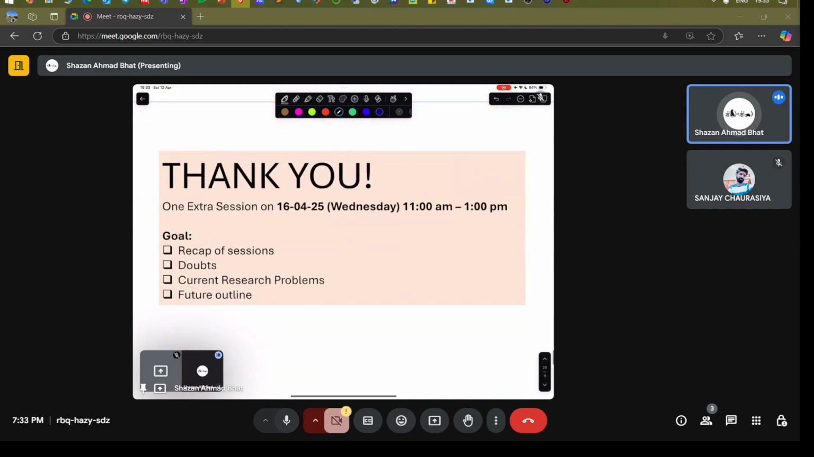I'll be taking off. But before that, we have one more session where we are going to recap. We're going to have certain doubts. If you have, we are going to discuss a little bit about current research problems and what is the future outline. And this particular session will be on Wednesday from 11 a.m. to 1 p.m. Okay, on the same link, and that will also be uploaded on the YouTube channel, as well as the same procedure will be followed, except it's on Wednesday. So that will be the final sum up of the course.